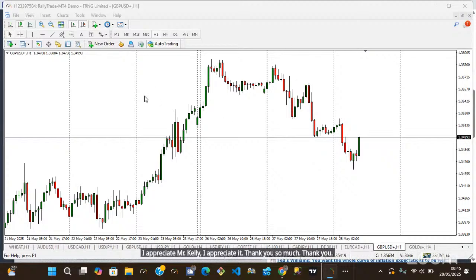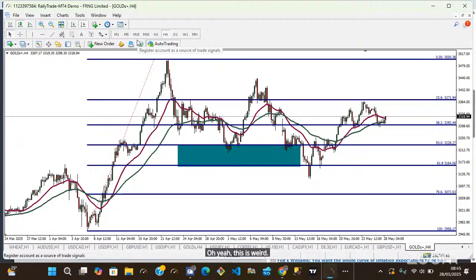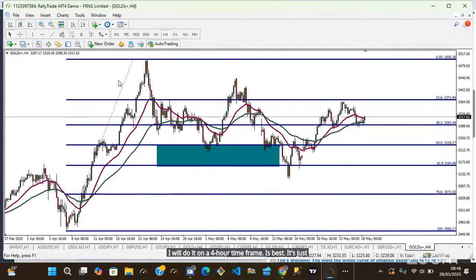All right. So, this is GBP USD. I want to do gold. Okay, this is gold, and like I said, this is a 4-hour time frame. I mentioned that currencies are easier to trade, but when it comes to gold and indices, you need a little bit more information. So for instance, if I'm to do my market structure for gold, I wouldn't do it on the 1-hour time frame. I would do it on the 4-hour time frame. It's best for me to have a better entry.